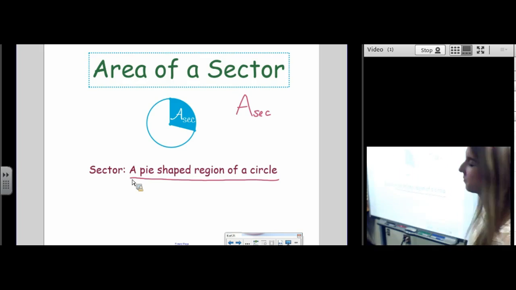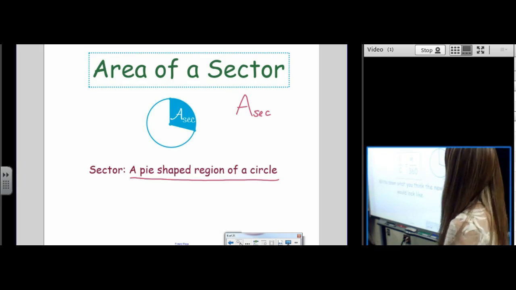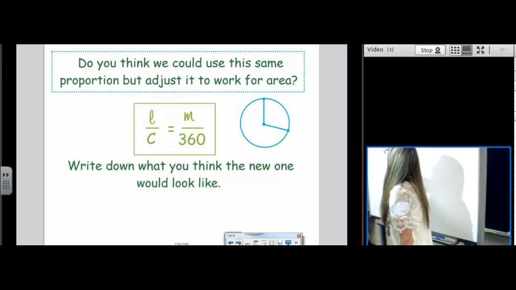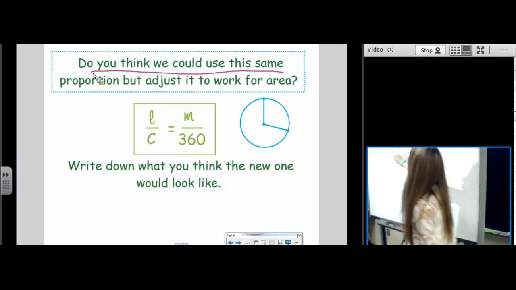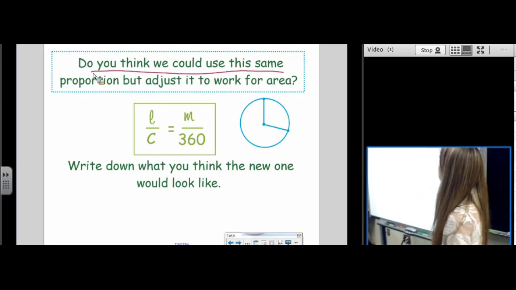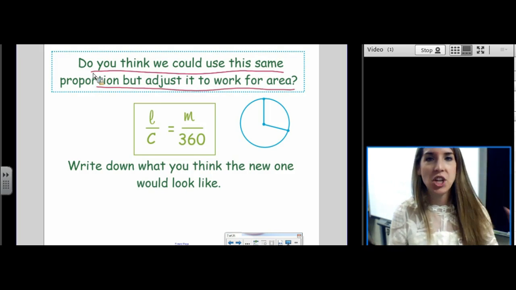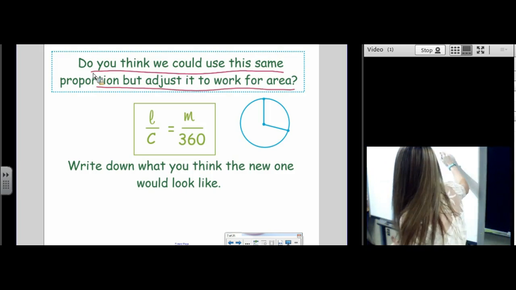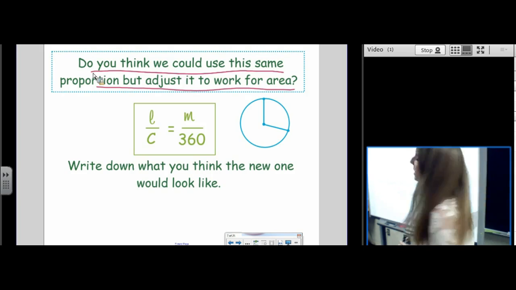So that's the variable we're going to use. Now, do you think that we could use the same proportion but just adjust it to work for area? What would we need to change if we're trying to find the area of the sector?